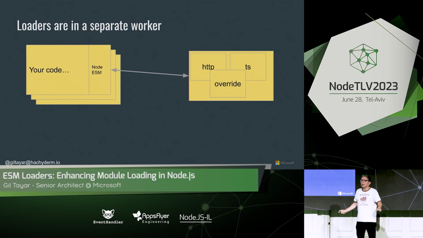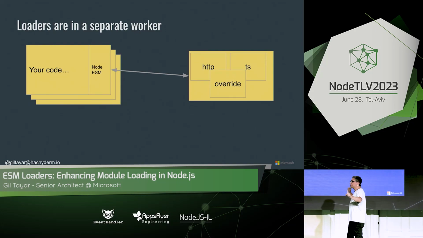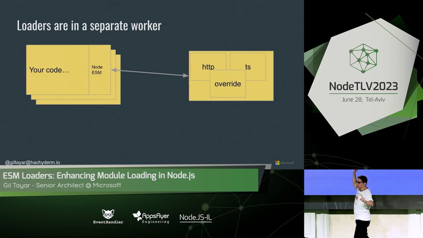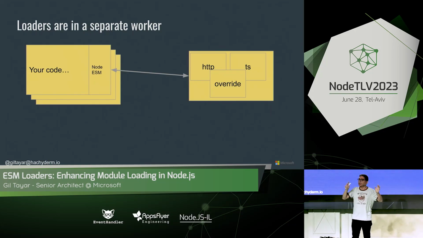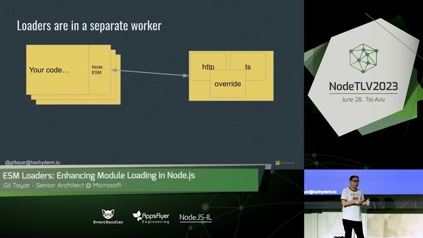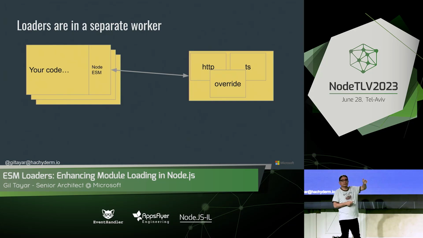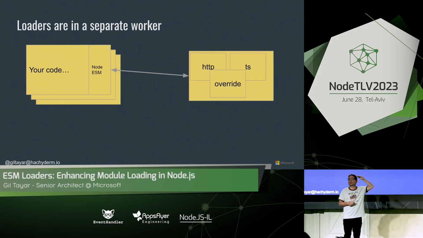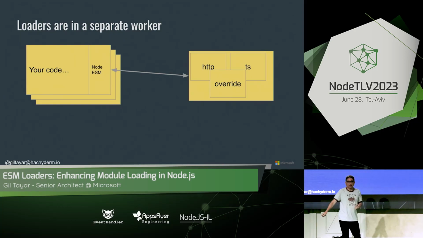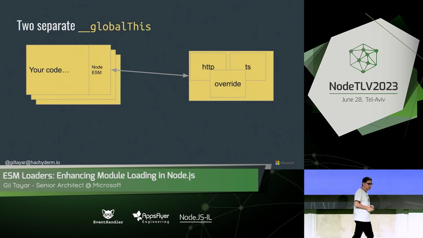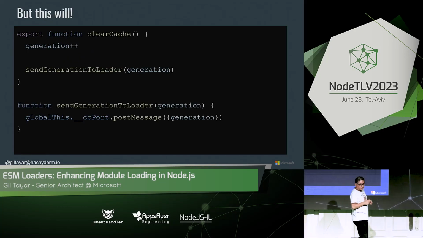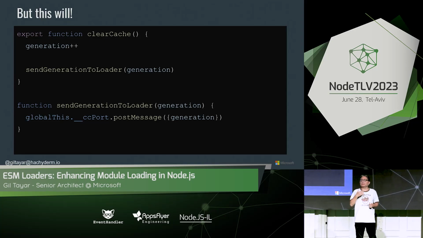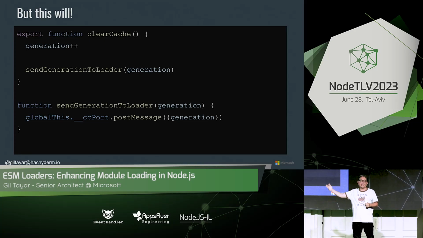Why doesn't it work? Because, as Colin said, your loaders are now in a separate worker. Loaders were moved to a separate worker, thank you, for lots and lots of good reasons. Unfortunately, this breaks. That is what Colin was talking about when loaders broke. A lot of loaders broke in Node 20. We had to scramble and do something else. And what is that something else? We use channels to communicate between the API and the loader itself.